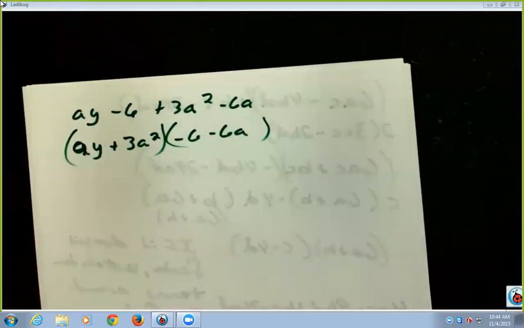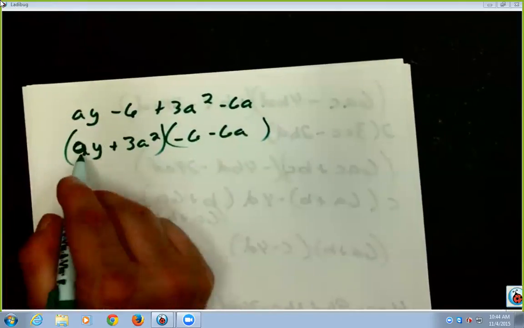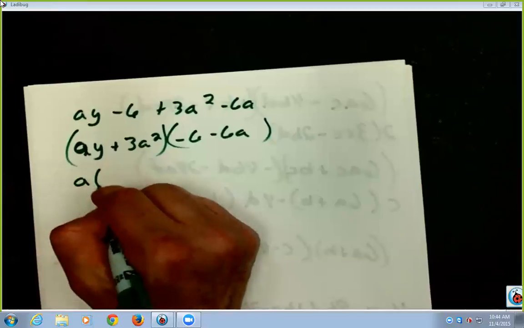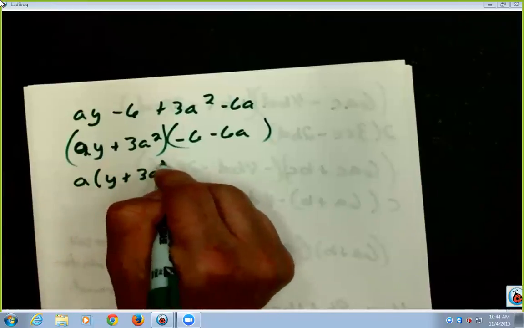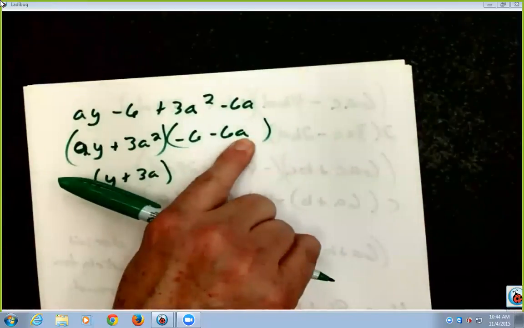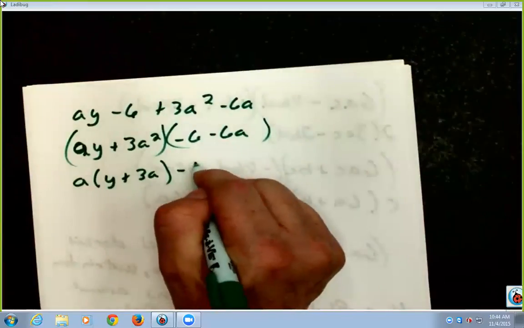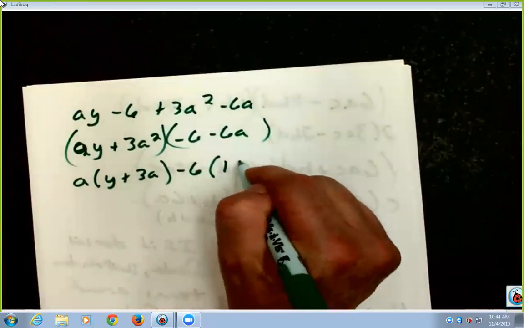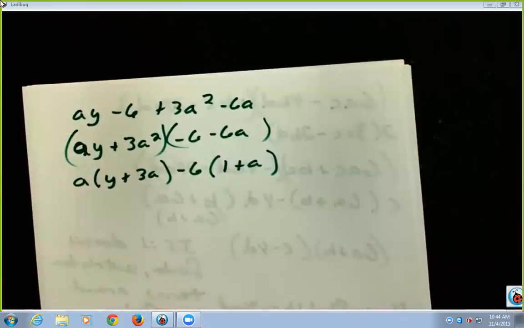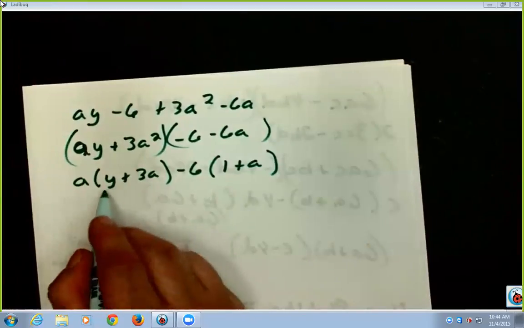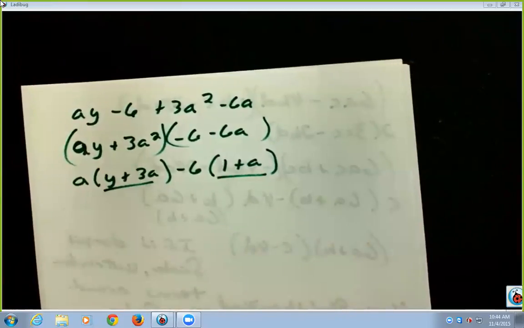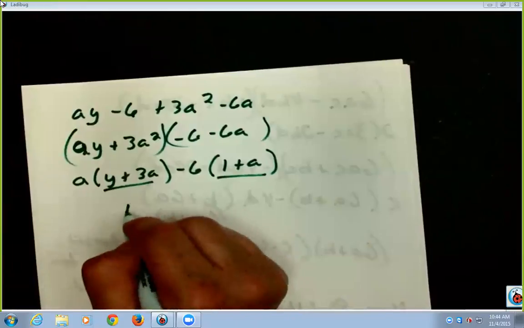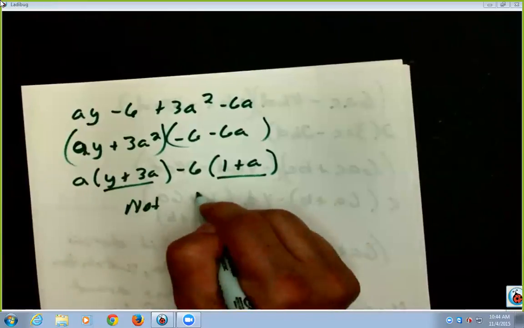And what can we pull out? First one, I can yank an A out. Leaves me with Y plus 3A. Last one, I can pull out a negative 6. Leaves me with 1 plus A. But what happens? Well, this and this don't match each other, do they? They're completely different. So this is not factorable.